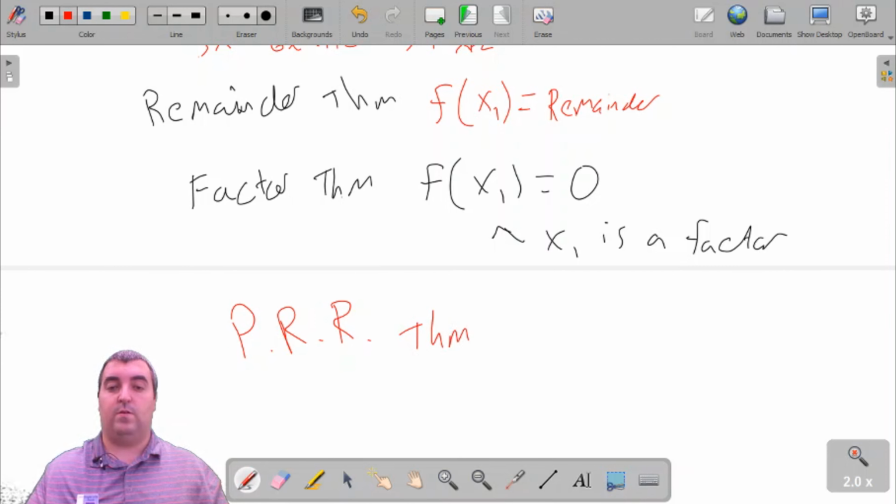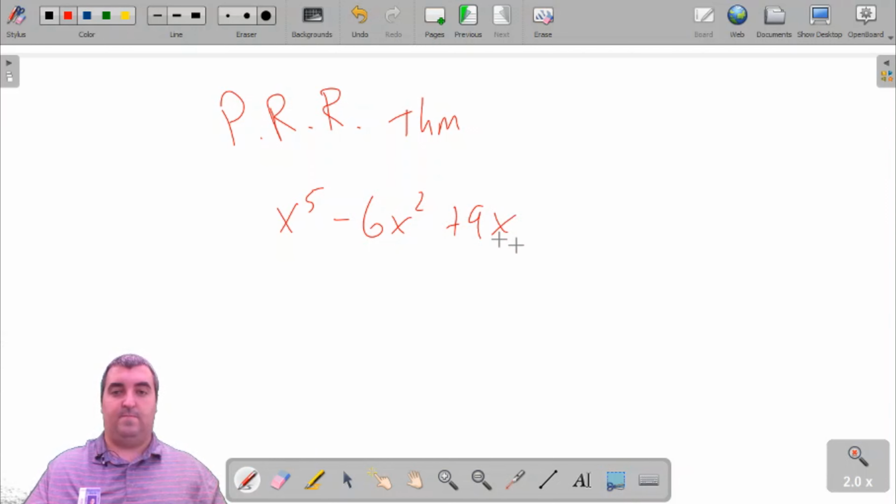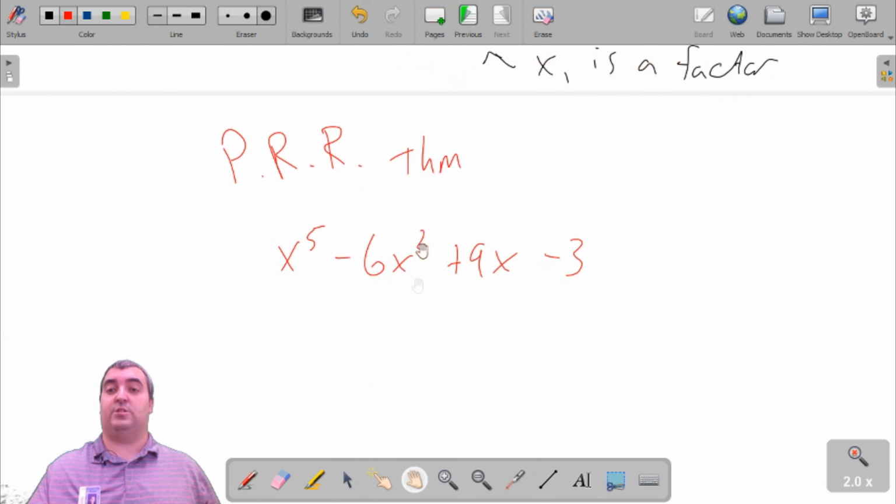So we're going to do PRR for short. Basically, what this tells us is, if we have a polynomial, so I'm just going to take a random one that's actually in your notes, we got this guy. This will tell us the potential rational roots. It doesn't tell us that they are the rational roots, but it will tell us all potential ones. So we'll come up with a list, and then we can use the factor theorem to see if they actually are factors or not.